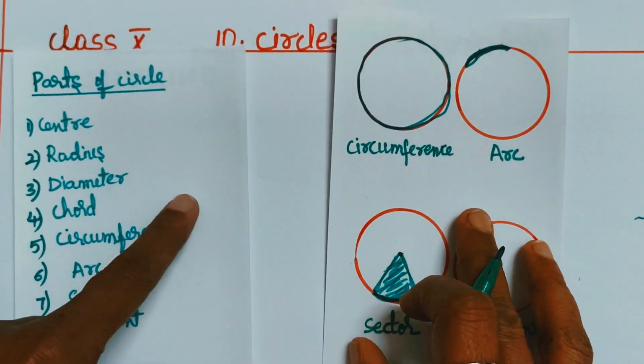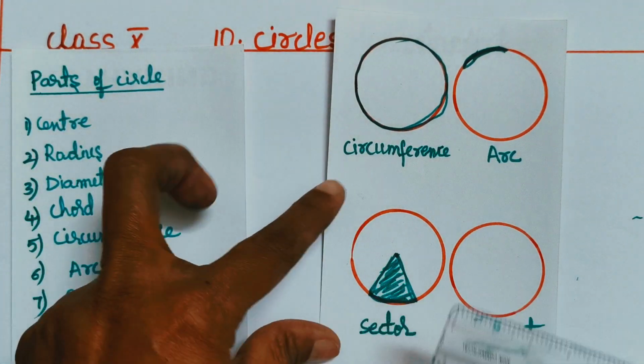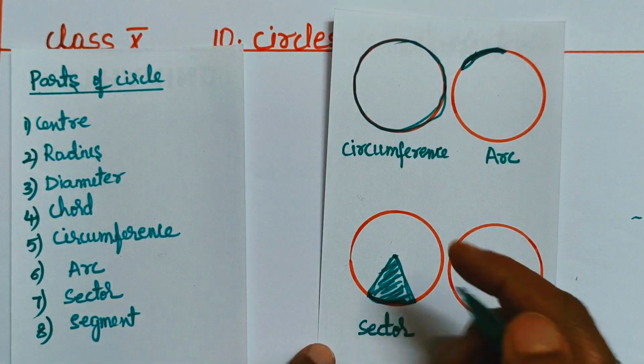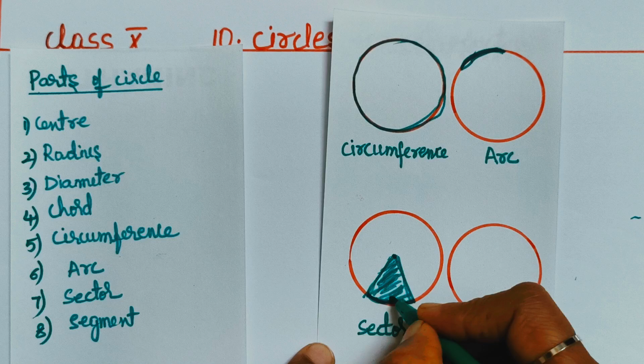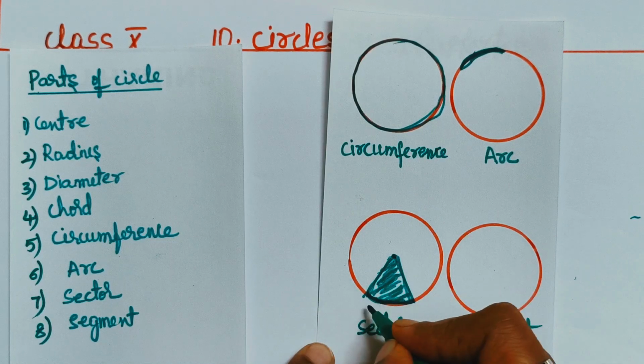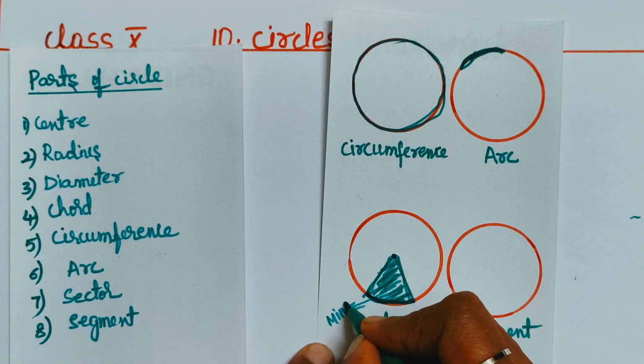Sector and segment, don't confuse them. This is a sector. Now what is a segment? See here, two radii and this is the arc. This middle region is called a sector. Again, this is a minor sector. Okay, minor sector.